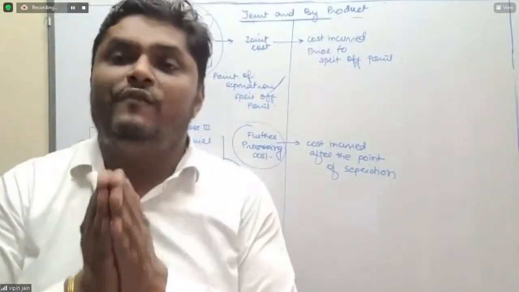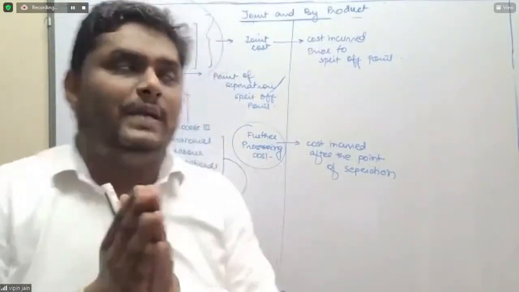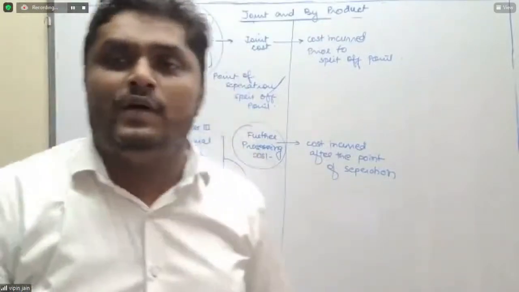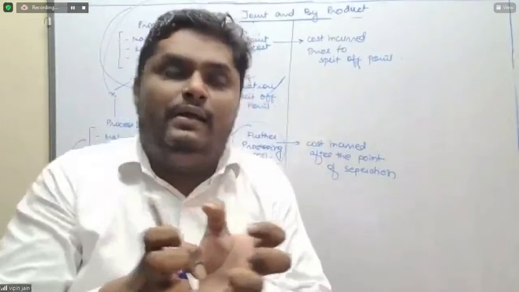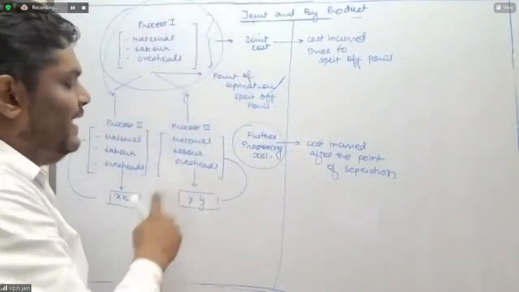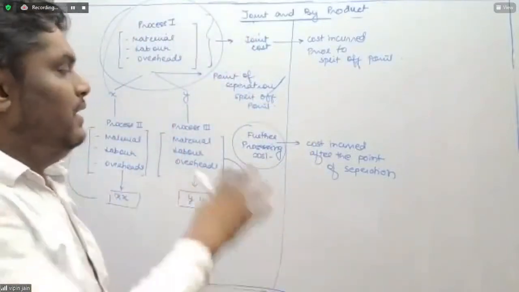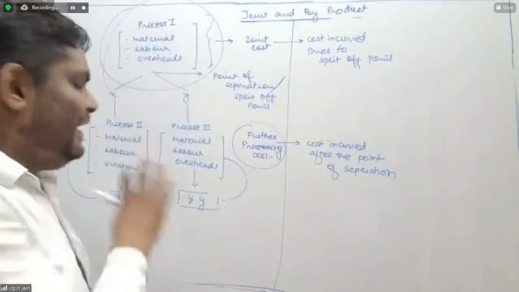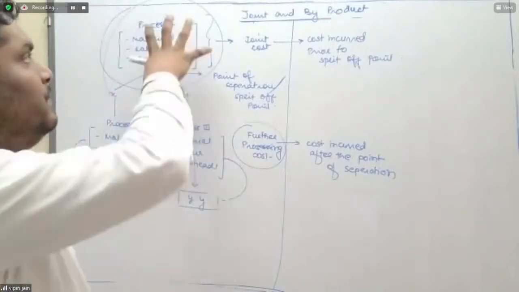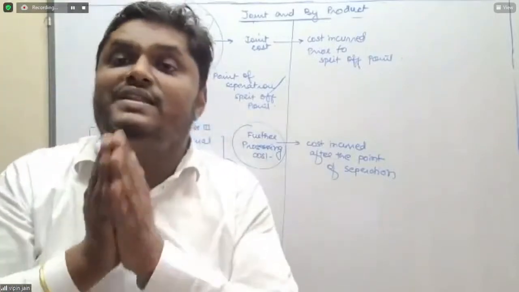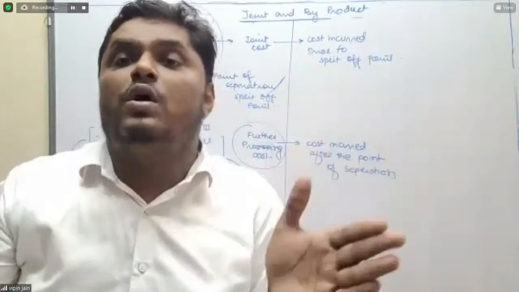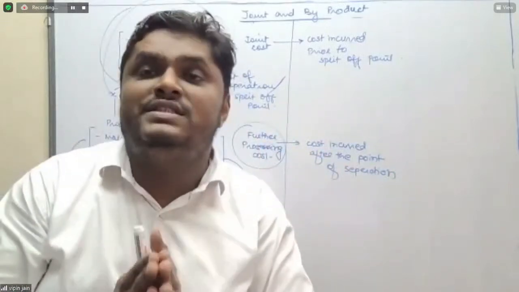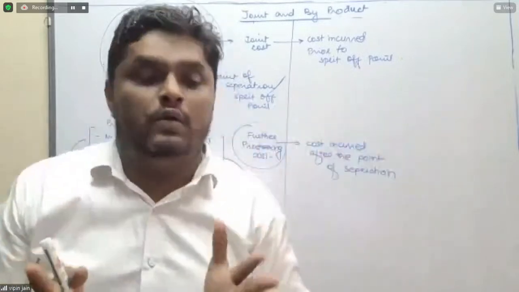So the major objective of this chapter is how to apportion the cost that is incurred in process first, so that we can calculate the final cost of product double X and double Y. I repeat again, the cost of process third belongs to double Y. The cost of process second belongs to double X. But what about process first? The major question in this chapter is how to apportion the cost incurred in process first. That is apportionment of joint cost.